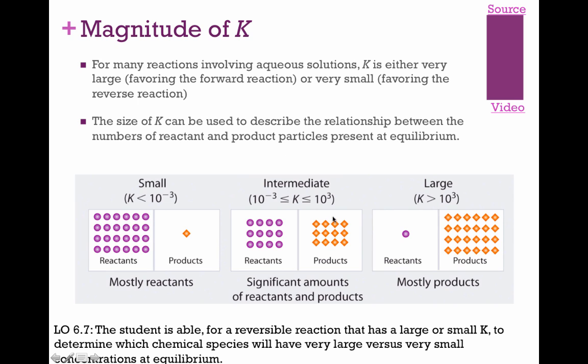If K is not 1, then we have slightly more products or slightly more reactants, depending on where it falls in that scale. But when K is exactly 1, we are at equilibrium. If it's less than 1, and by less than 1, remember that means it's like 0.0001. K can't be negative. You'll never have a negative equilibrium constant. It's just going to be either a really big number or a really small number. And so this just shows us the particle diagrams looking at K.